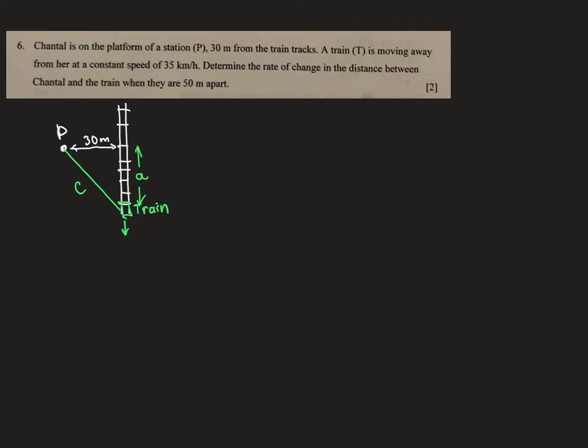Alrighty, let's take a look at this question. We have Chantel on a platform of a station, that's point P that I wrote there, 30 meters from the train tracks, and the train is moving away from her at a constant speed of 35 kilometers per hour.